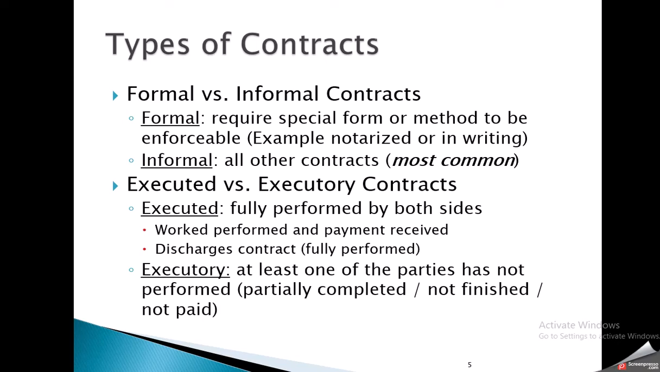Executory means it's in process. So say with the roofer example, he gives you the quote of $8,000 and says, I need 25% down to buy supplies. So you give him $2,000 and he's out ordering the materials, maybe has come and done some prep work, but it's not done. So that is an executory contract. It's partially completed. It's not finished. It's not fully paid.